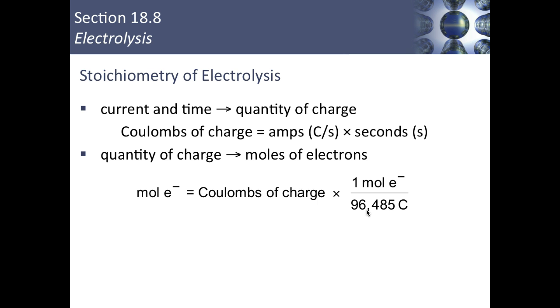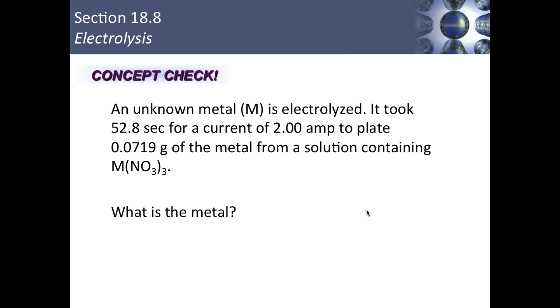Now, this example is one that I believe you really have to do in order to get into it and understand what's going on. We're given a couple pieces of information. We have an unknown metal M that's electrolyzed. It took 52.8 seconds at 2 amps to plate out 0.0719 grams of the metal. And we're looking at something as M nitrate, with 3 nitrates attached to it.